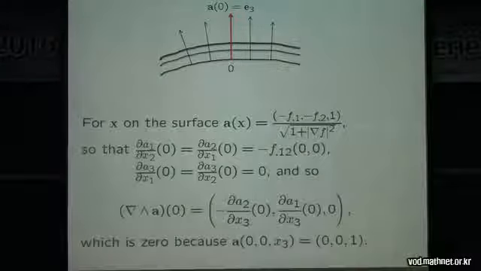Right, now for x on the surface through 0, the layer through 0 is given by this. That's just the usual formula for A of x. You start with supposing f is smooth, and you start computing the derivatives, and you find that these various derivatives are 0. And so the curl of A at 0 is therefore given by this expression. And I claim that that is 0 because A of (0, 0, x3) is in fact E3.